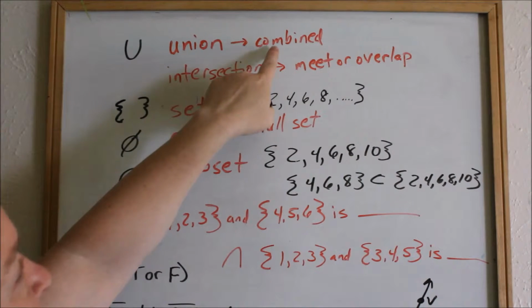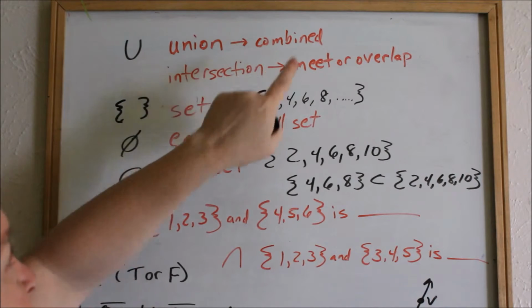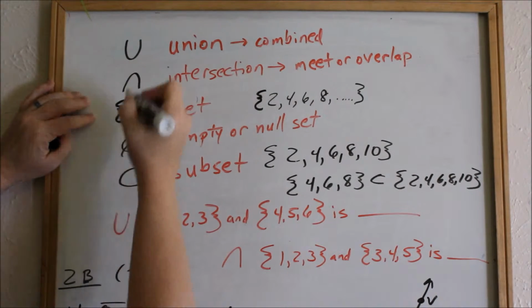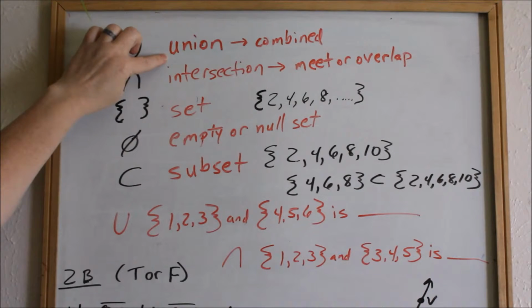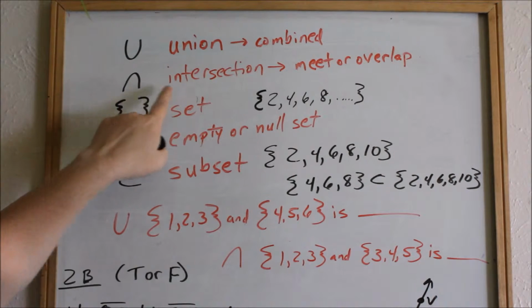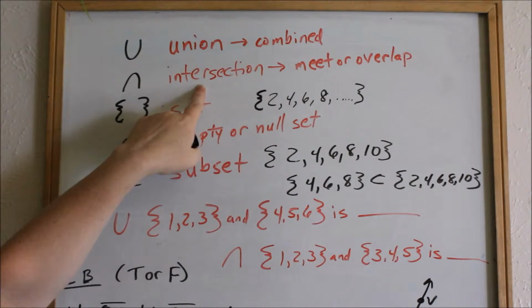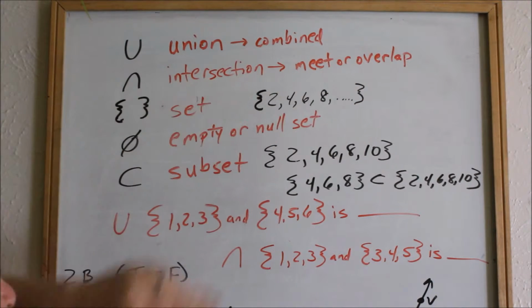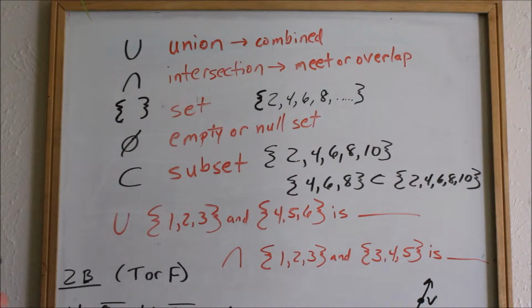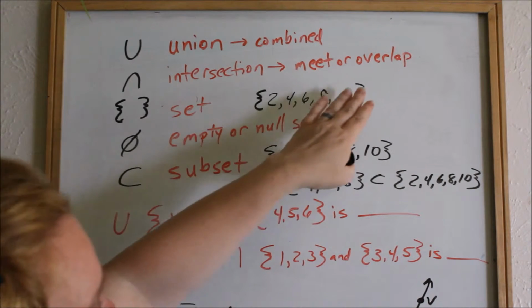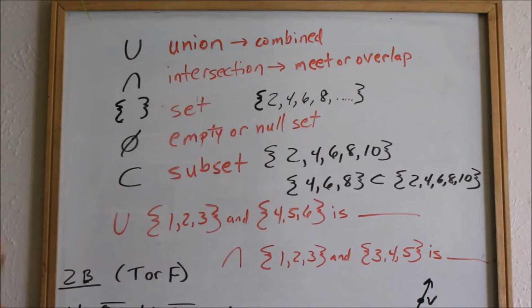So union is combining together, you're adding together. Intersection is the opposite of union. If you can remember U for union, then intersection is the opposite of that. The other one that looks like this is intersection. When two things intersect, they meet or overlap. Like when two roads intersect, they meet together. Or sometimes some of the intersections are overlapping each other.